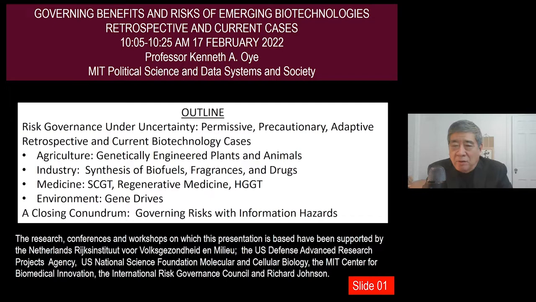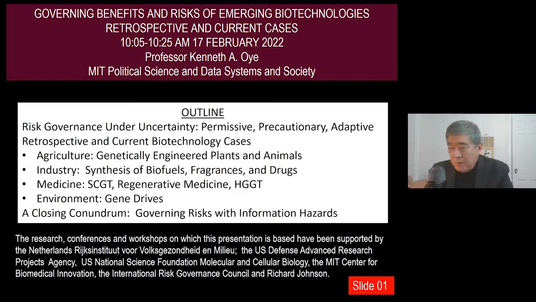And the problem that I'm going to end with is that as we try to figure out how to govern benefits and risks, we run into a difficulty because the information that is needed to make decisions on these issues itself can present information hazards.